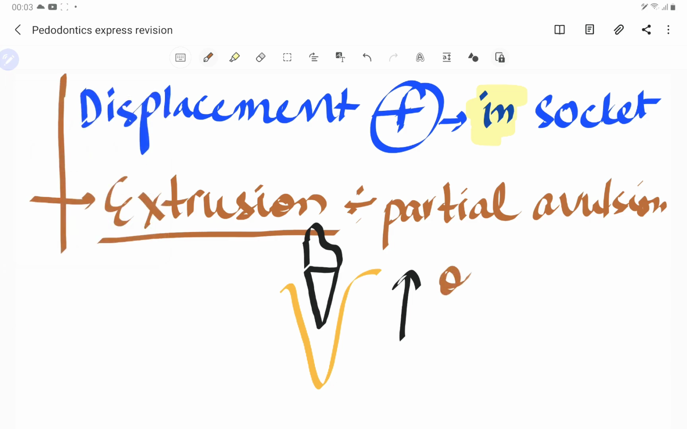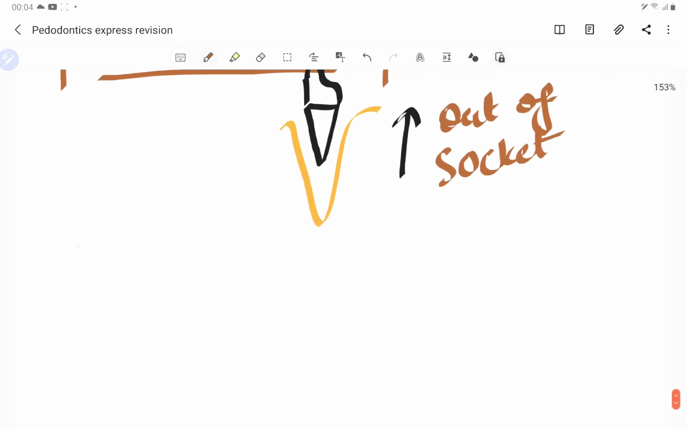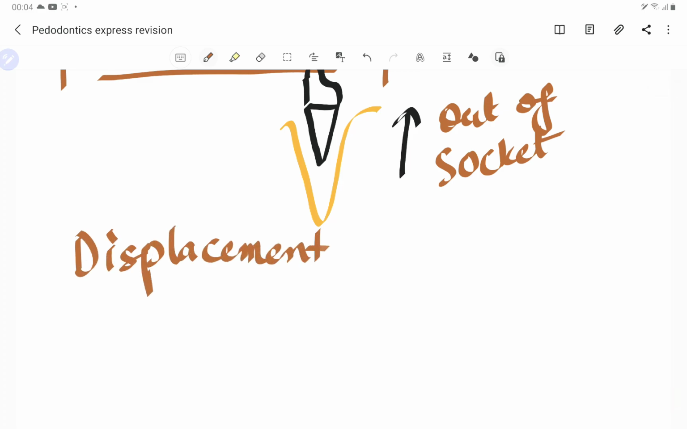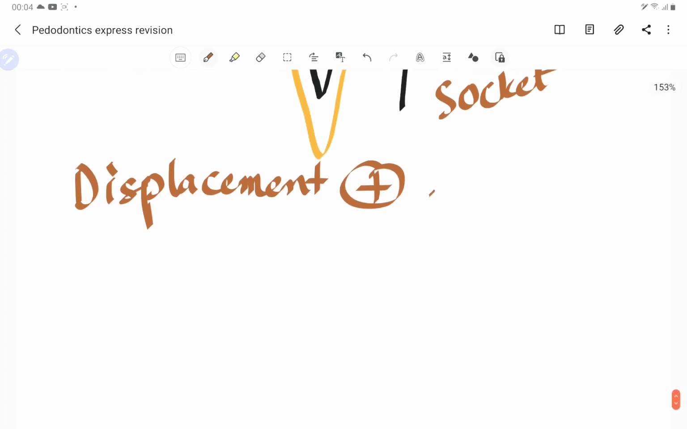We say out of the socket, but it is not complete out. When it is completely out of the socket, we call it the term avulsion. So extrusion is, yes, displacement is definitely positive for this, which is out of the socket.